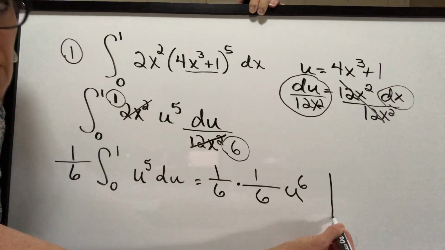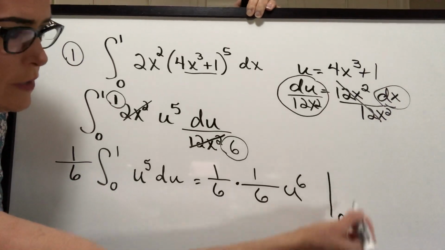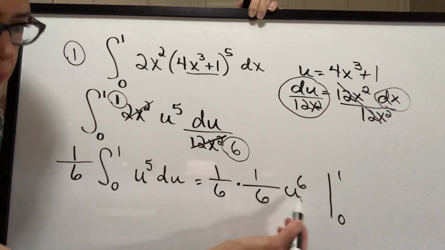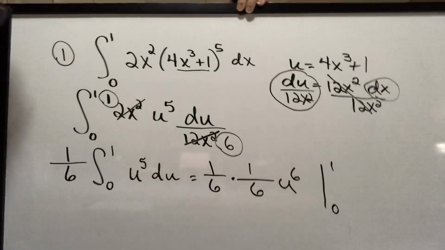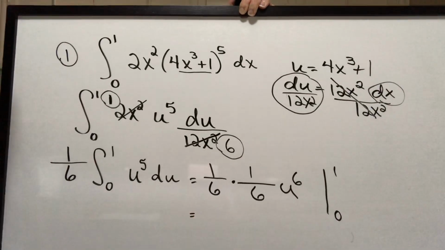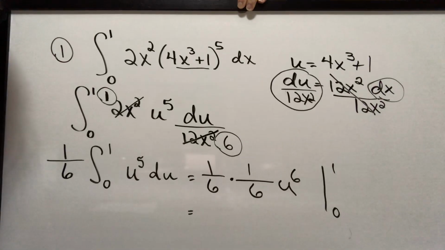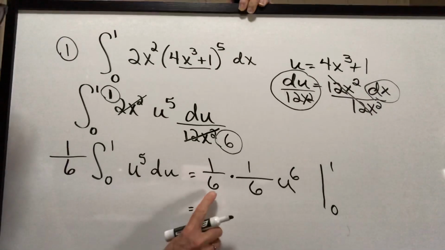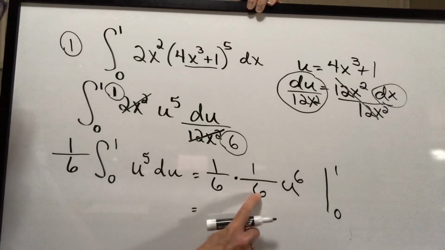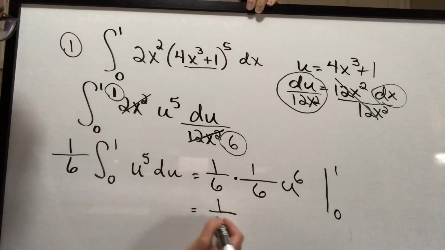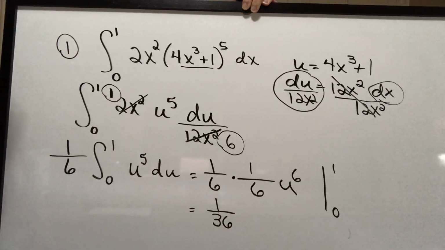Sometimes you'll see a bar with the numbers 0 to 1, which means you're going to plug in those numbers after it's simplified. Don't worry about the bar, it's just telling you what numbers to plug in. So I'm going to simplify this: 1/6 times 1/6 would be 1 over 36.